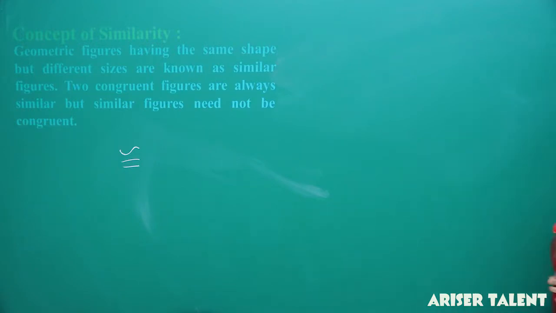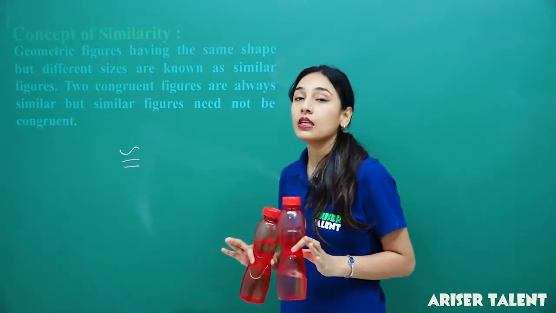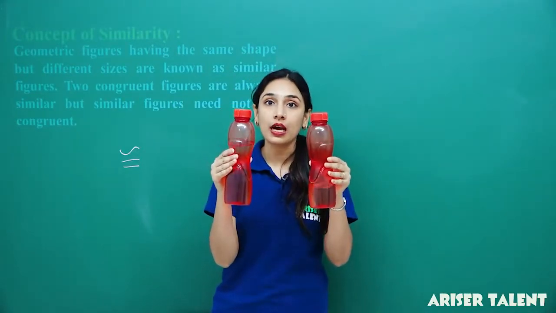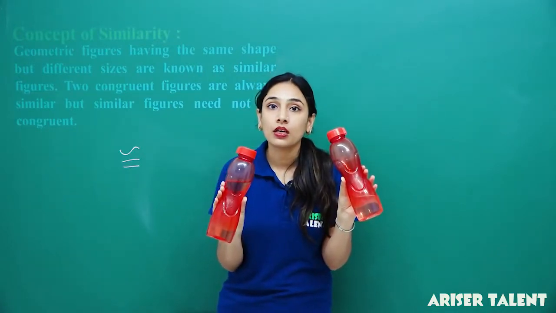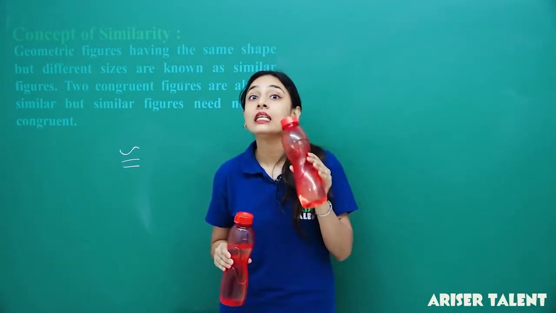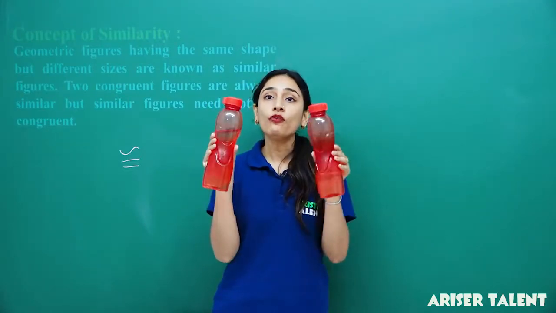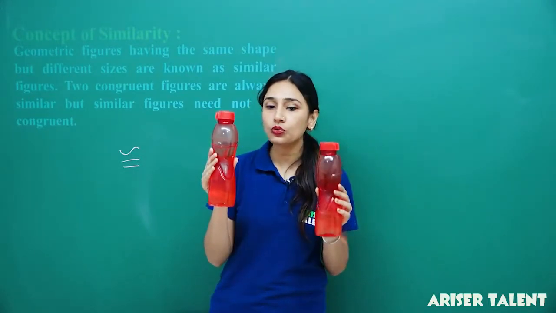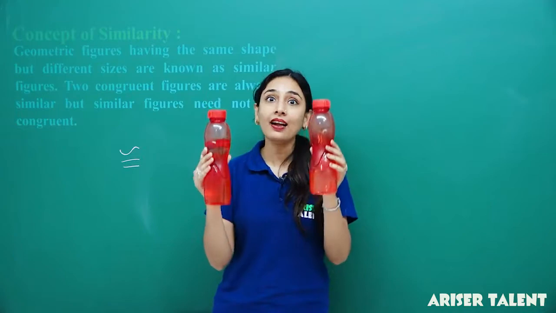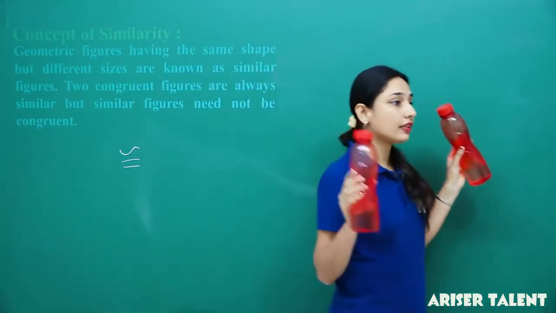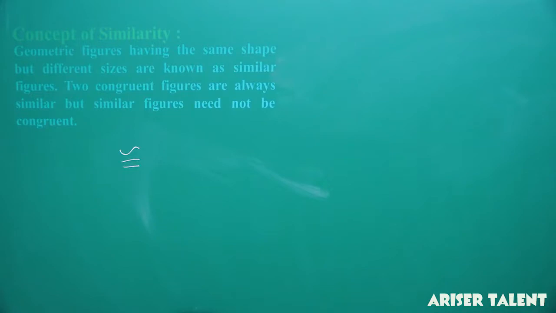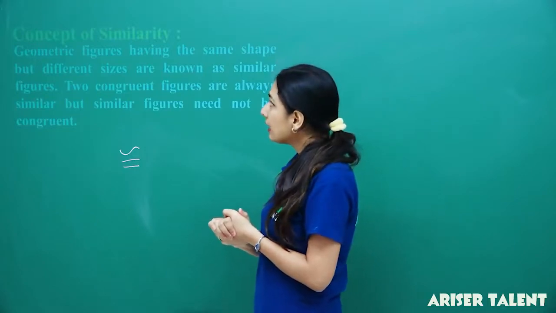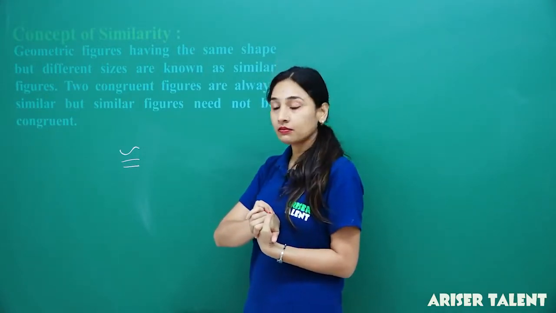Two figures that are the same in shape and size, like this. These two bottles are exactly the same in shape and also in size. So what we used to call these kinds of figures in our previous classes, we used to call them congruent. Then they are congruent, exactly the same. In our local language, we can say exactly the same. That means congruent. Then what is similarity?